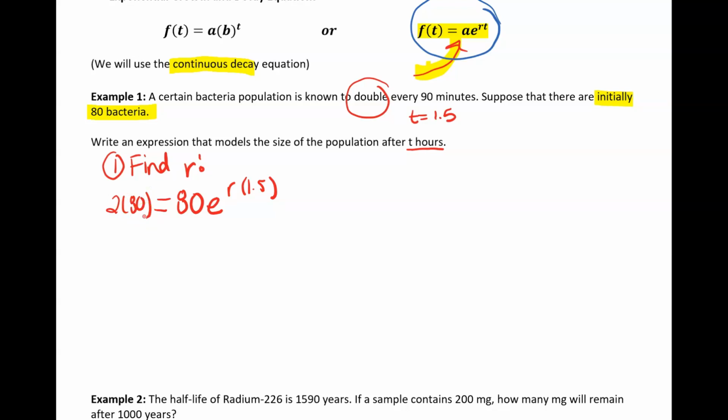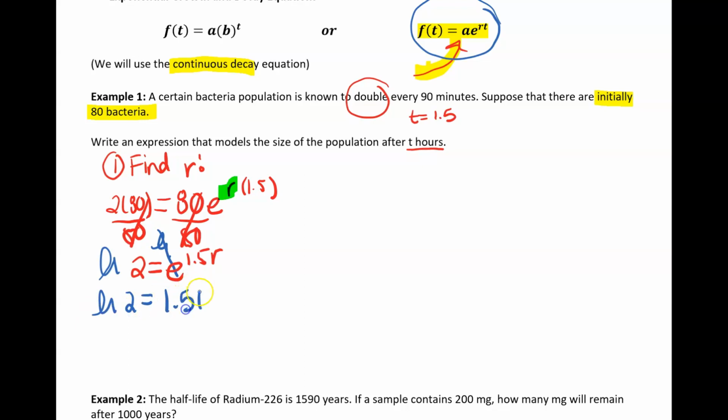Using all the information that's given, you can see now the only variable I have is R. Remember, E is a number. And so I'm just going to go ahead and solve that out. So if I divide both sides by 80, those would cancel, and I get 2 equal to E to the 1.5 R. In order to pull that variable out of the exponent, I'm going to have to ln both sides, as we saw in previous sections. So I get ln 2 equal to 1.5 times R, and then divide by 1.5. And so this would be my R value.